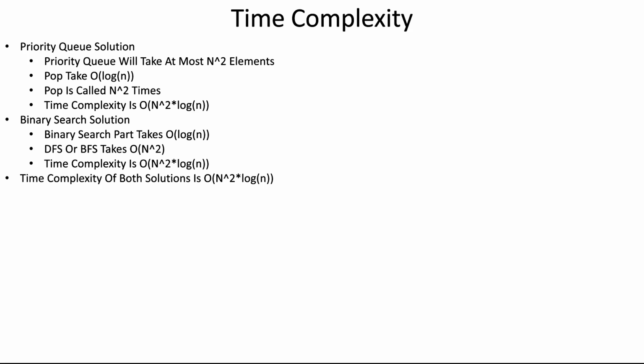Now let's look at the binary search solution. Binary search takes O of log n, and the DFS or BFS takes O of n squared, because at worst case you look at every single square. So log n multiplied by n squared is O of n squared log n once again. So the time complexity of both solutions is O of n squared log n.